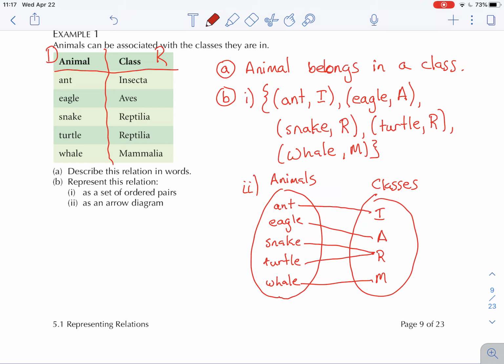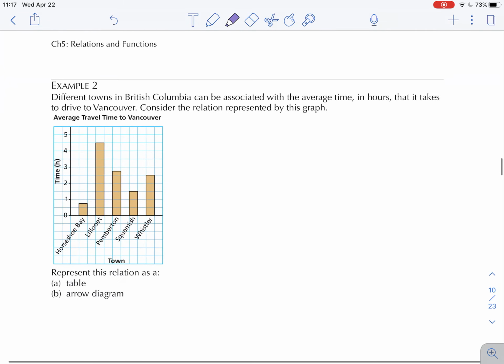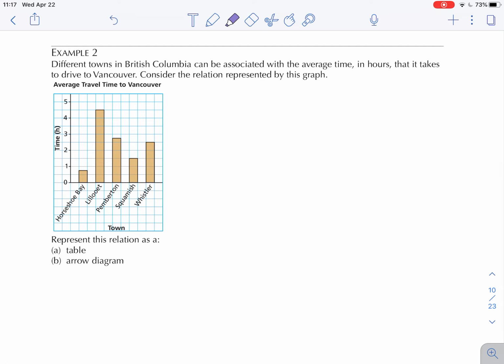Mammalia. We just took this relationship between an animal and the class it's in, and we represented it in 3 ways: in words, in a set of ordered pairs, and in an arrow diagram. Now, we can ask ourselves, is this a one-to-one, a many-to-one, or a one-to-many relation? Well, let's look here at this one. According to this, it is going to be a many-to-one relation. There's many items in the domain going to one item in the range, remembering that many just means more than one.